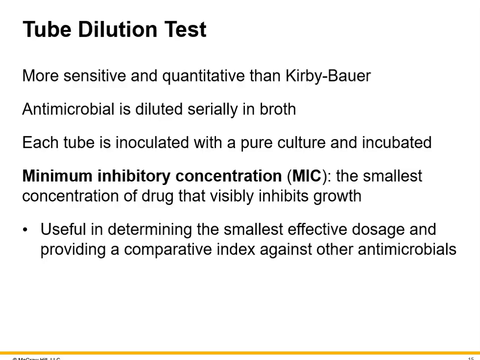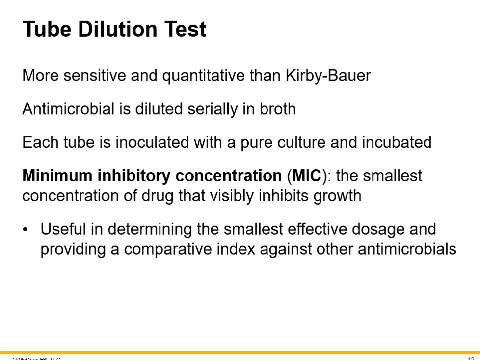What we do is we take several tubes and we set them up, we inoculate them with our culture, and we incubate them. We're subjecting them to different concentrations of the antimicrobial, and we're seeing which concentration is the most effective. We can look at what is called the minimum inhibitory concentration. This is the smallest concentration of that drug that inhibits the growth, and that's what we want to look for. We don't want to use a strong concentration of the drug if we don't need to.